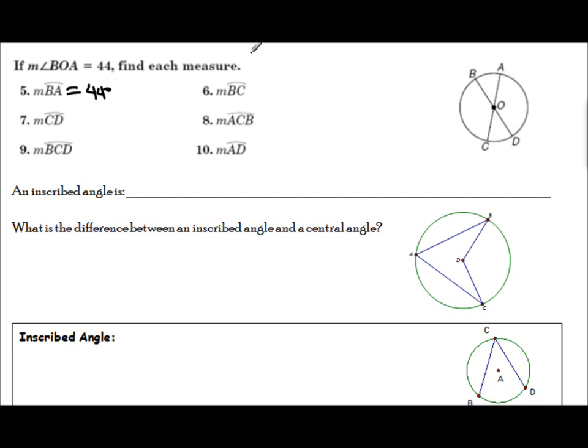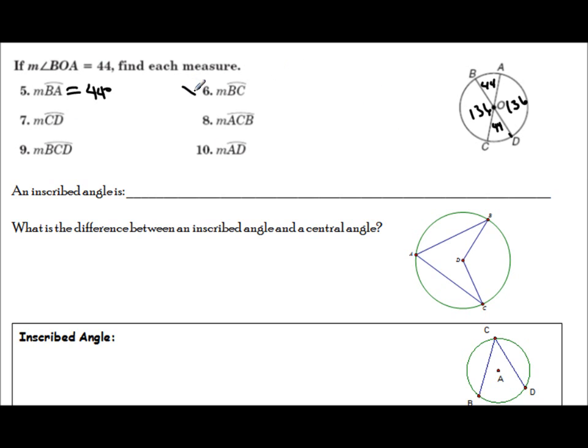Now in order to figure out the rest of the arcs, I'm going to have to figure out the rest of the central angles. So here I have vertical angles, and they're congruent. And then I have a linear pair. These two angles form a linear pair. So I have 180 minus 44, so that makes this angle 136. And then once again I have vertical angles, so that angle is 136.